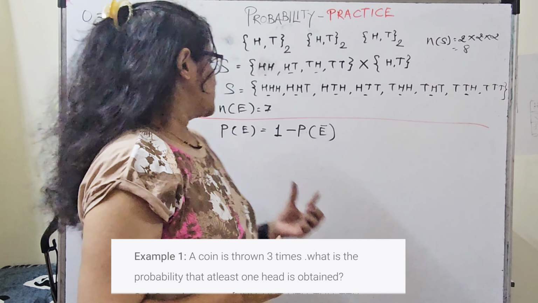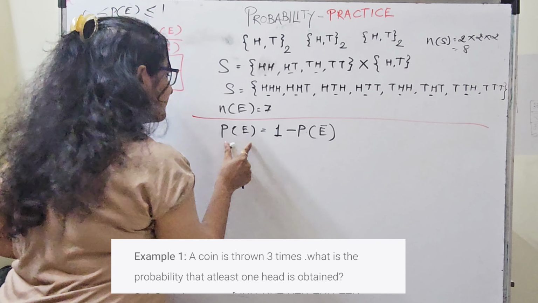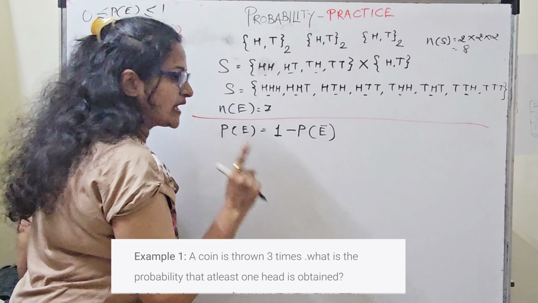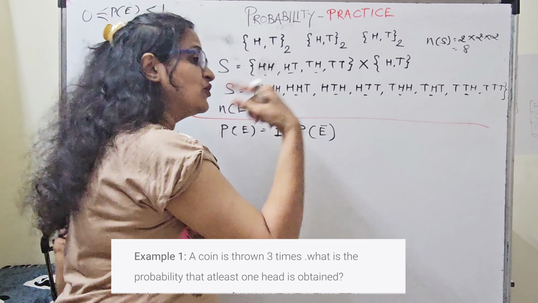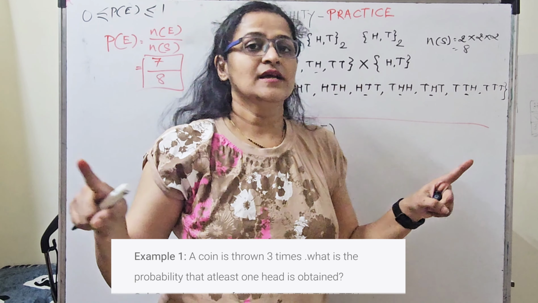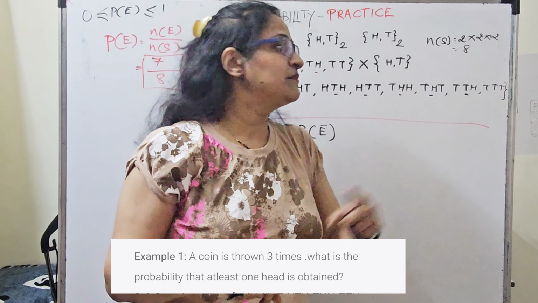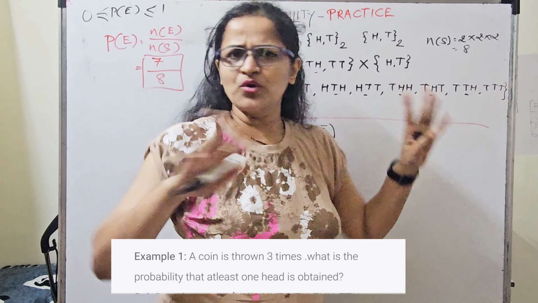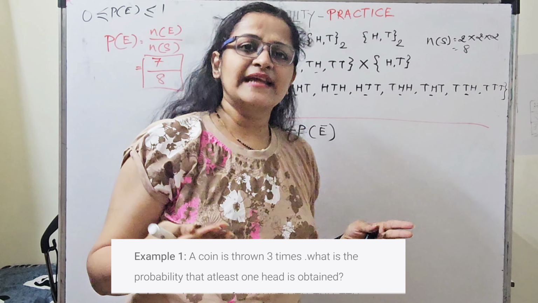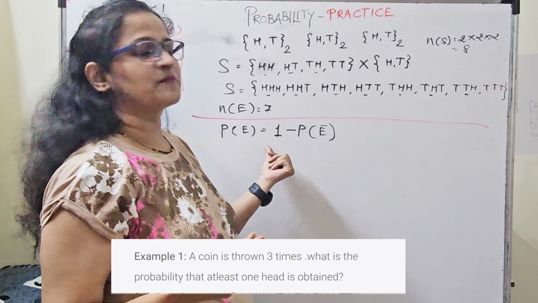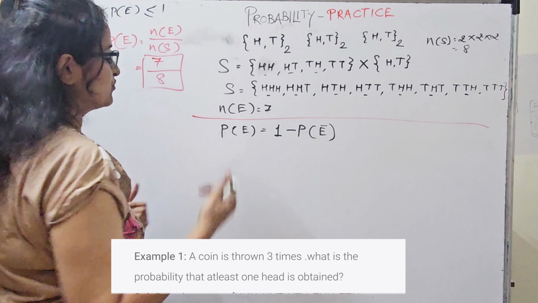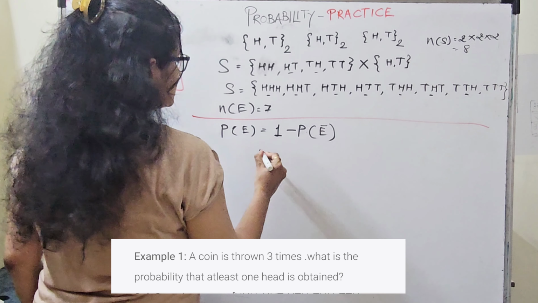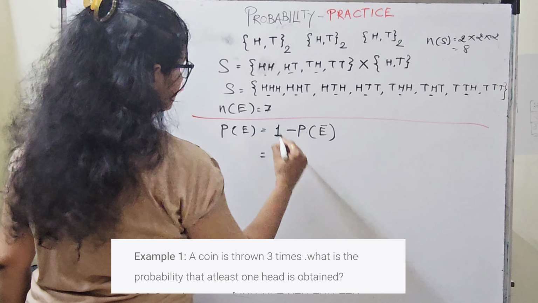Correct? Okay. So if I want to find the probability of having at least one head, I would find the probability of no head. Probability of having no head means only one outcome is there, correct? That is TTT, where there is no head at all. Then I would subtract that probability from 1 to get the actual result they are asking me for.